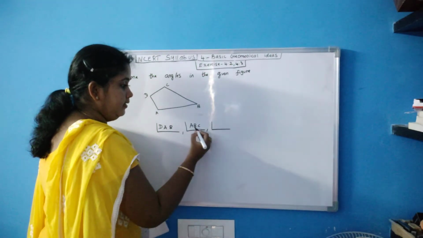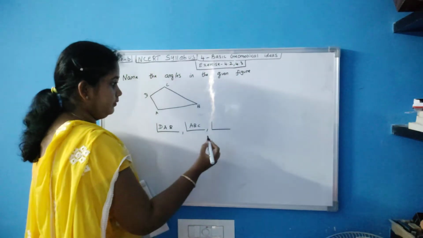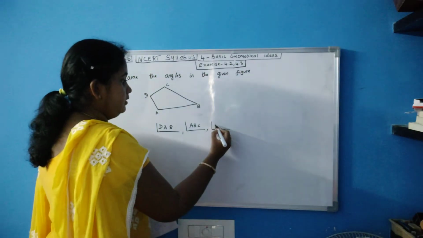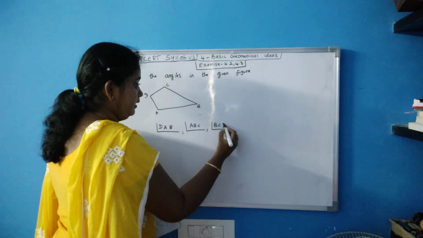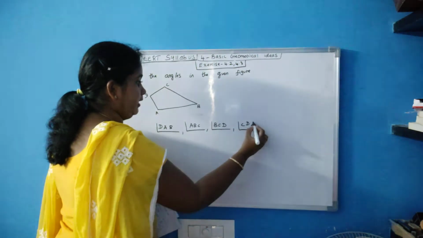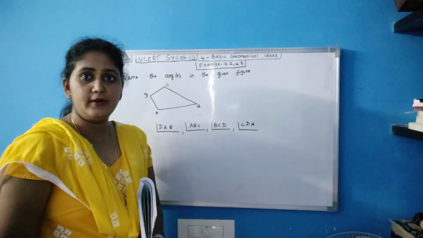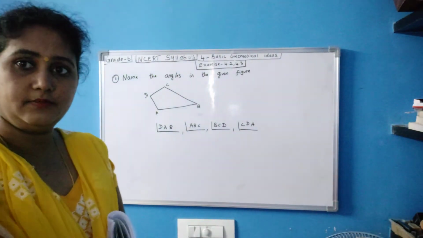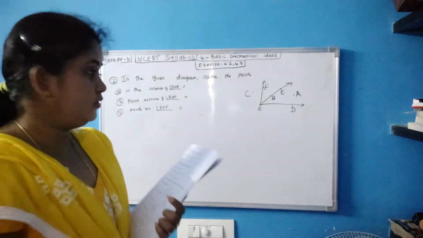The center one is the angle. Next is angle C: B, C, D. Next, C, D, A. So these are the 4 angles. I hope you understand. So this is your next sum.